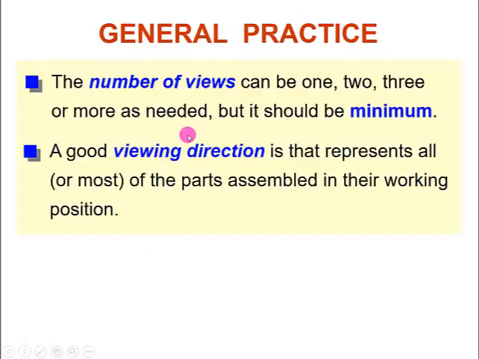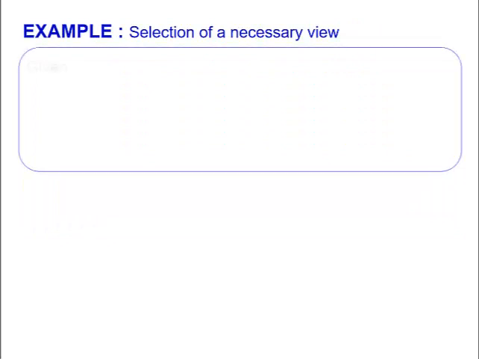Okay, general practice. The number of views can be 1, 2, 3 or more if you need it, but it should be minimum. Just have as much as you need. Don't make it too many. Just minimum. And a good viewing direction is one that represents all parts assembled in their working position. Just how they look when they're working, that will be the good viewing direction that you will represent.